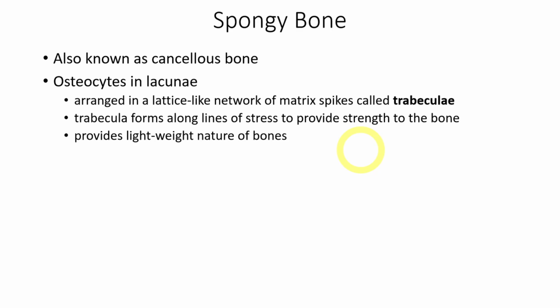Spongy bone is also known as cancellous bone. It's got osteocytes with lacunae as well, just like compact bone. They're arranged in a lattice-like network of spikes called trabeculae. A single trabecula forms along lines of stress that the bone has naturally experienced, and they form there to strengthen the bone in those places.